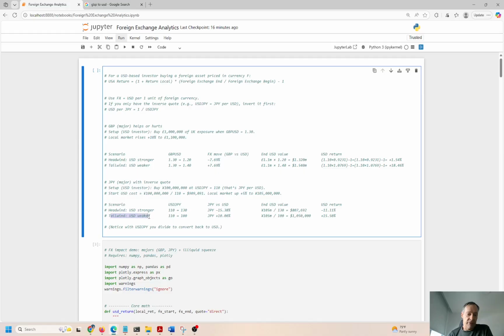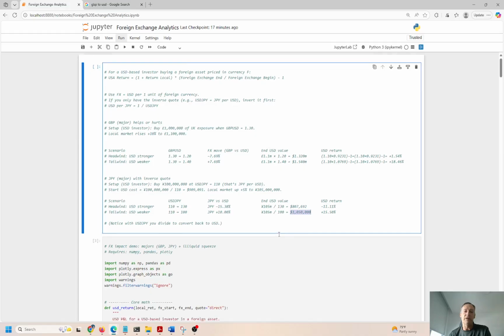The tailwind, if the US dollar is weaker, you go USD to Japanese yen. Now, remember, this is the inverse, right? This is the inverse investor, so you want this to depreciate. So it was 110, now it's 100. Japanese yen appreciated 10% for the US investor. So it ended at 105, divide by 100. Now you have 150,000, so your gain would be 15%, okay? So that's kind of like the basis for everything that I'm doing down here.